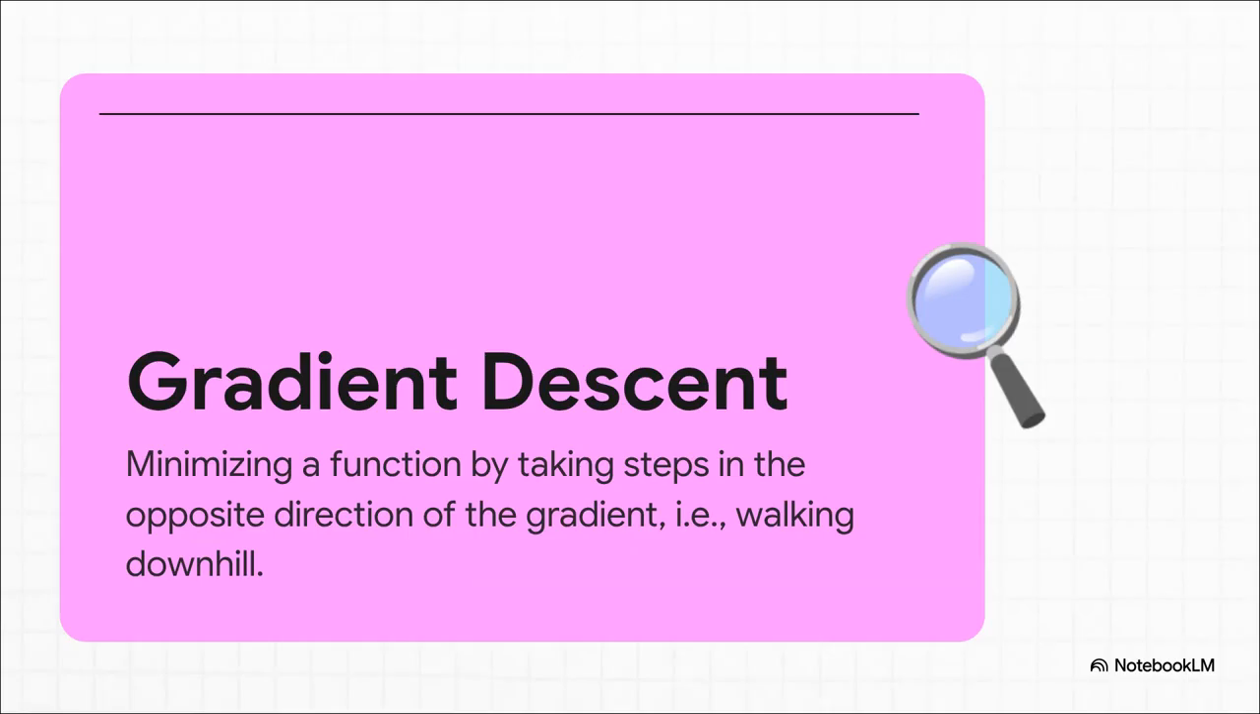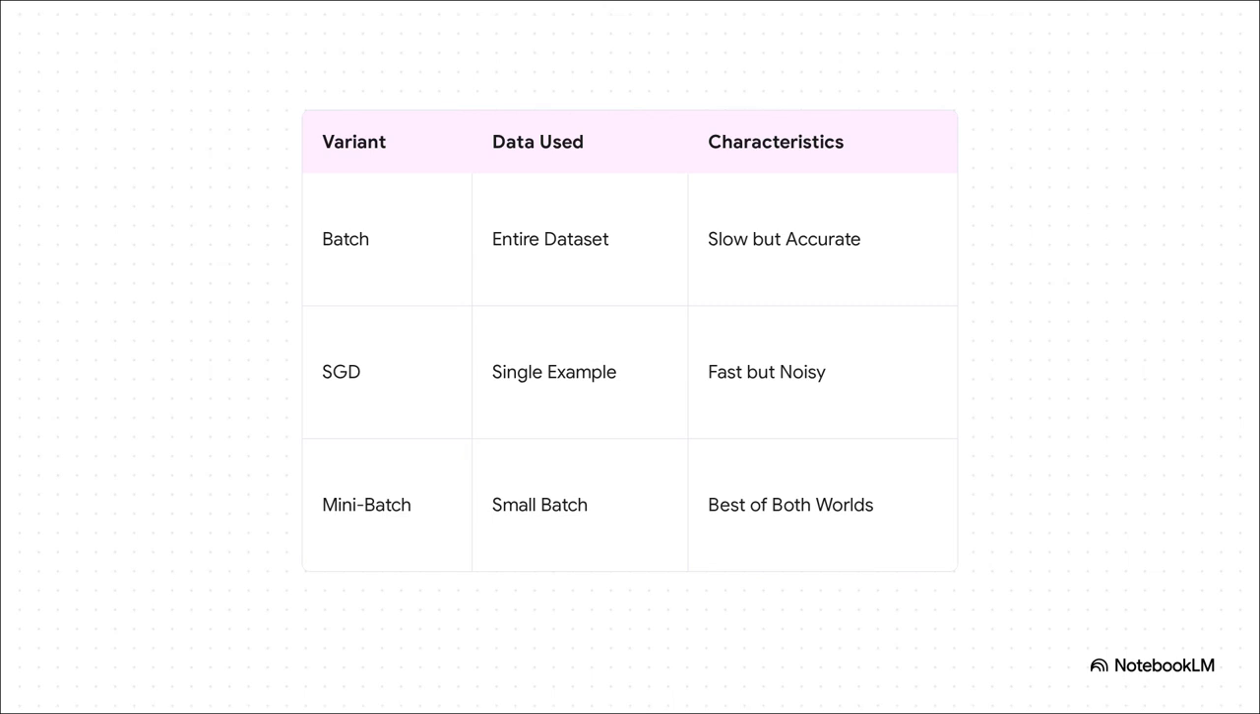Now, the most fundamental tool in our hiker's backpack is something called gradient descent. And the idea behind it is actually beautiful in its simplicity. At any given point on this landscape, you just check the slope, the gradient, in every direction. The gradient points you uphill. So to get to the valley, you just take one small step in the exact opposite direction. You do this again and again and again, always walking downhill until you hit the bottom. That's really it.